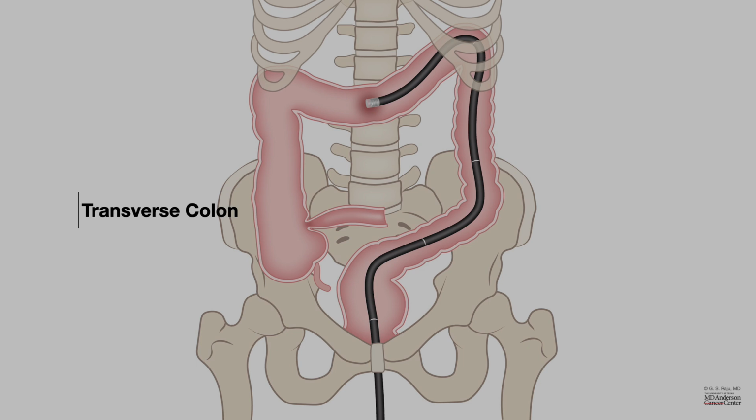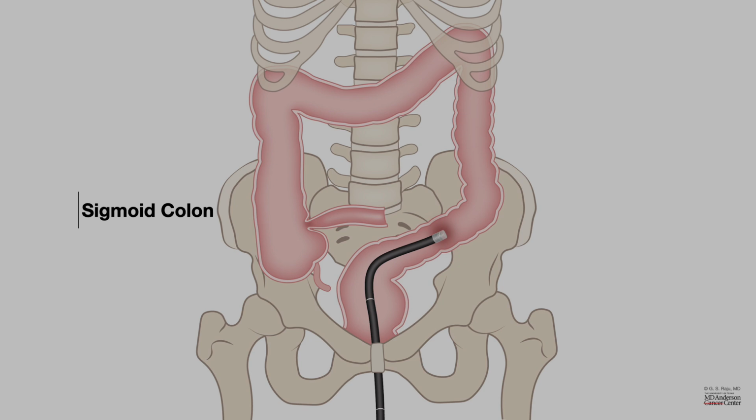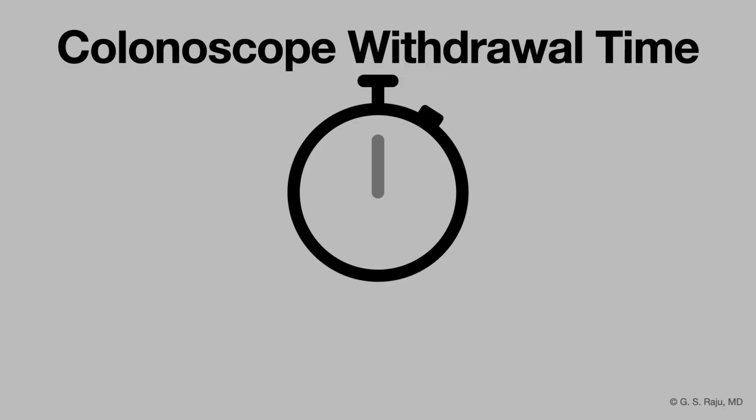turn around the spleen, under the spleen, the splenic flexure, come down into the descending colon, and then through the S-shaped sigmoid colon, and finally into the rectum, lower rectum, and then retroflex to check the dentate line and looking for hemorrhoids, and finally straighten the scope and come out.